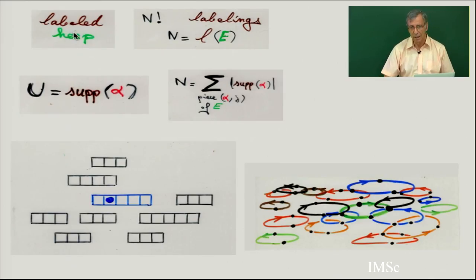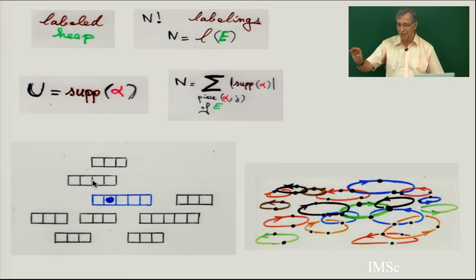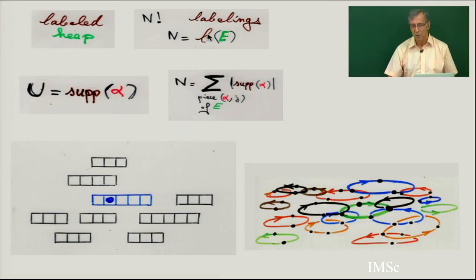And so I take labeled heaps, which means there are capital N factorial labelings of the heap. I am going to put the numbers 1, 2, etc., up to capital N on all the cells of the heap, or maybe on all the vertices of all the cycles. So I take the total number of elements, N, which will be what was before L of E. Here it will be the total number of elements underlying each subset U.